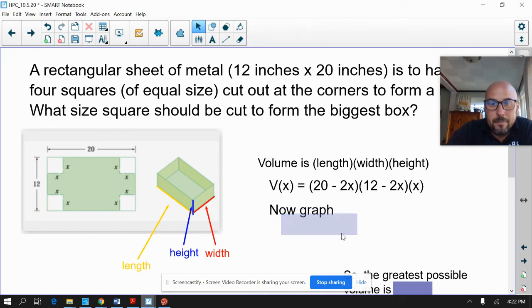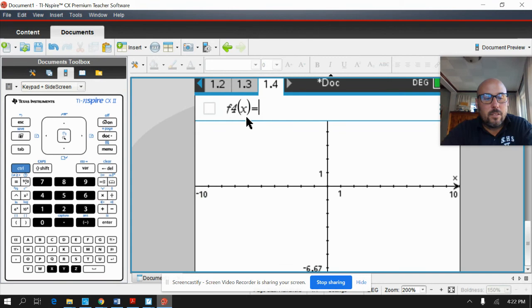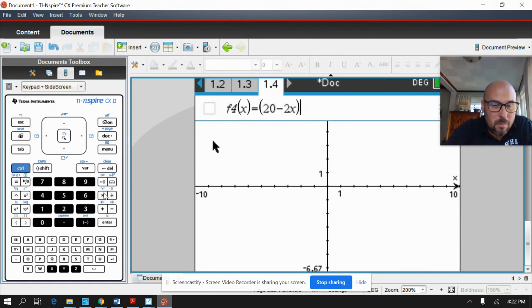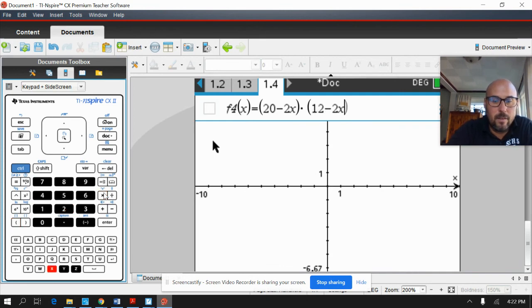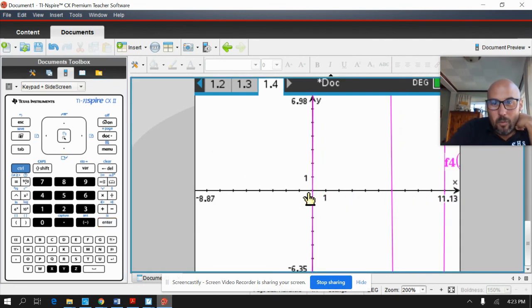And now I graph. So I go to my calculator and I get a new page. I want to graph. So I do 20 minus 2x. Don't forget to press multiply. I think the Inspire is very particular about that. Multiply by x. Don't distribute, you can leave it in factored form. And there I have it. So what are these zeros here? This is the number 1, 2, 3, 4, 5, 6. So the number 6 is a zero.